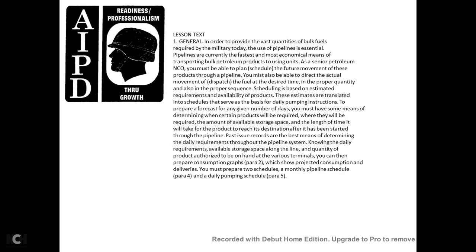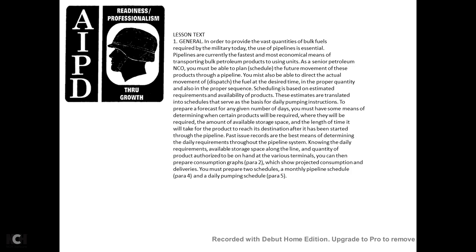Lesson text. General: in order to provide the vast quantities of bulk fuels required for the military today, we use pipelines. Pipelines are currently the fastest, most economical means of transporting bulk petroleum products to the using units. As a senior petroleum NCO, you must be able to plan and schedule for the future movement of the product through the pipeline. You must also be able to direct the actual movement of the dispatch, delivering the fuel at the desired time, in the proper quantity, and in the proper sequence.